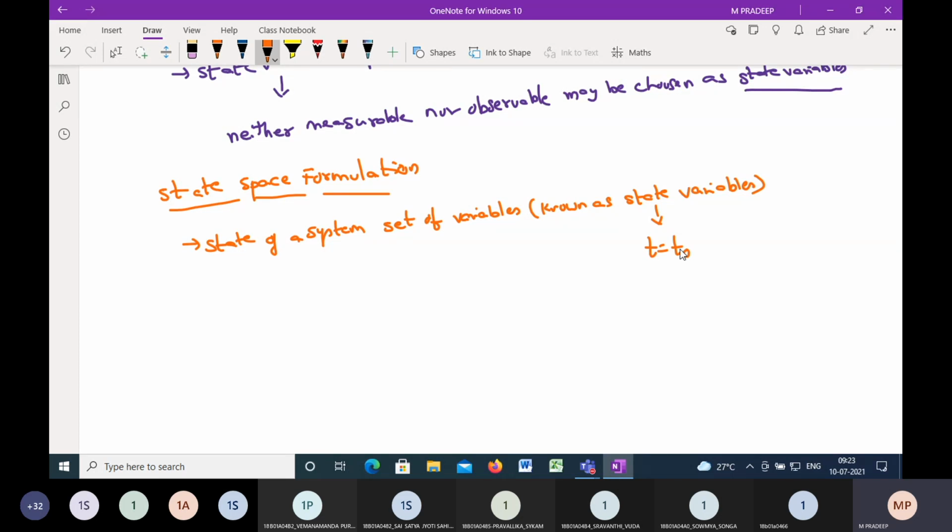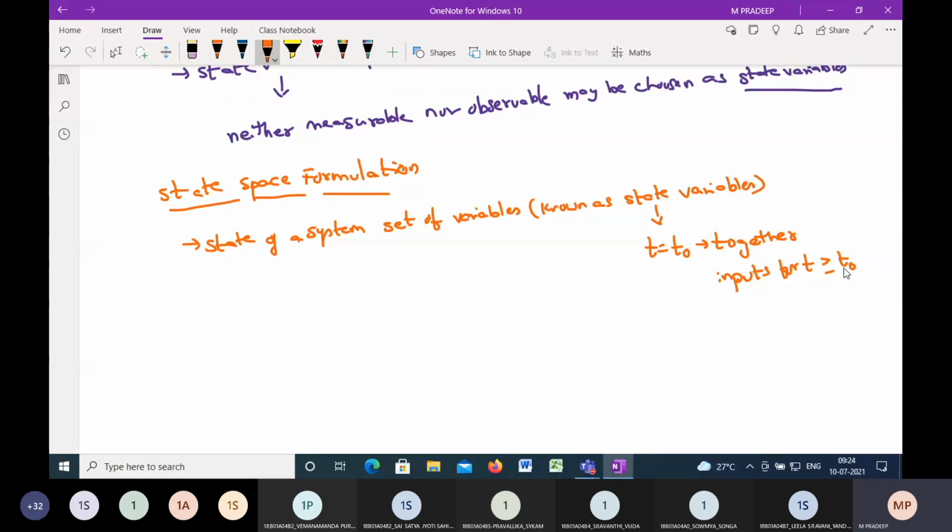So these state variables, we are going to provide the knowledge of these variables at time t equal to t naught. This we are going to consider together with the knowledge of your inputs for t greater than or equal to t naught. That is going to completely determine the behavior of your system.